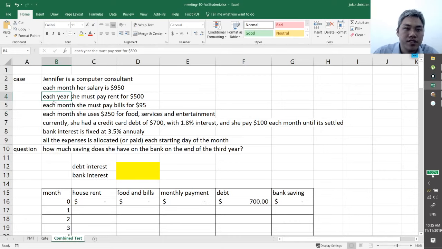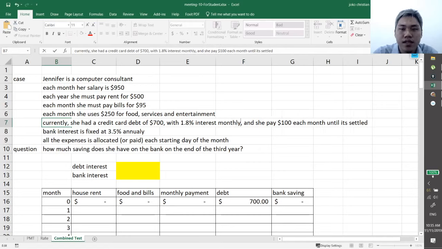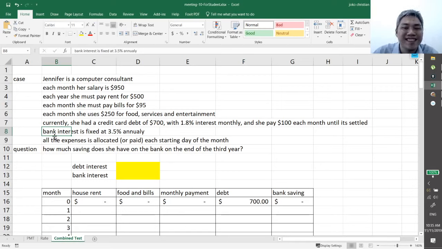So this is the expenditure, this is the income. Currently she has a credit card debt of $700 with 1.8% interest monthly. I'll just explicitly put this here, monthly, and she pays $100 each month until it's settled. The bank interest is fixed at 3.5% annually, with all the expenses allocated or paid for each starting day of the month. So, how much saving does she have in the bank in her third year? Quite a question.